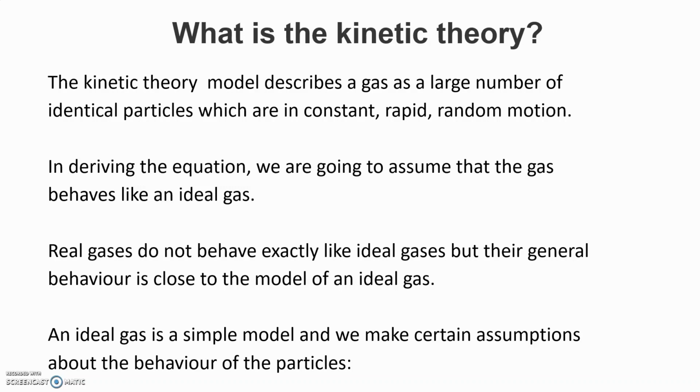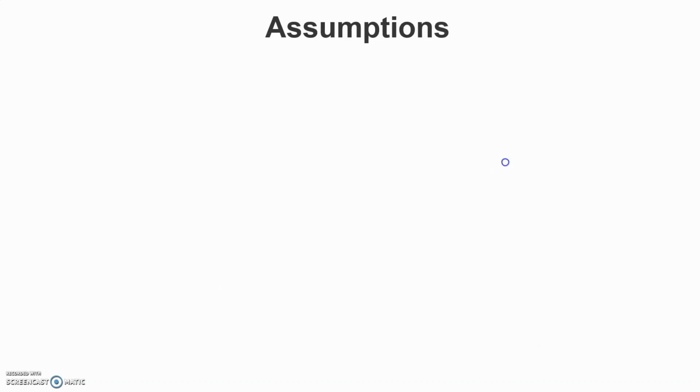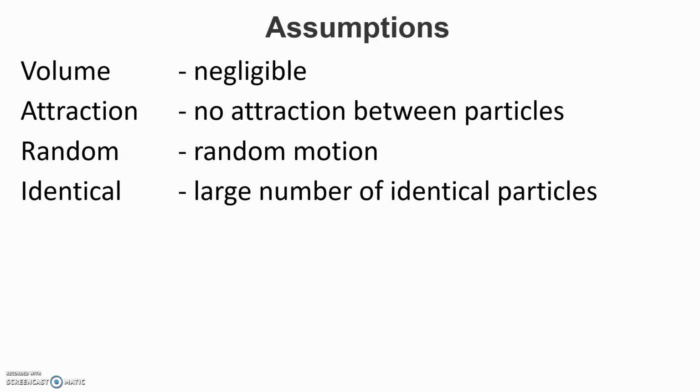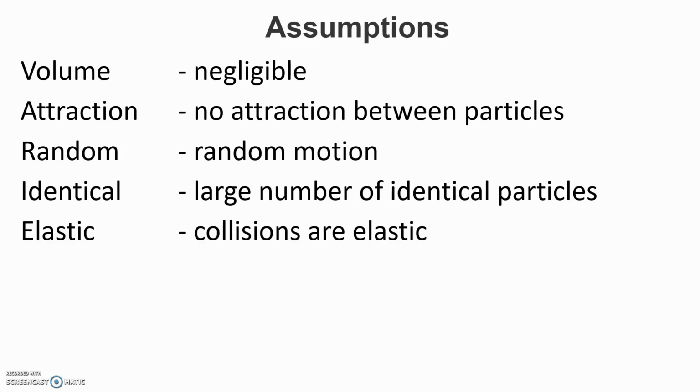So let's have a look at the assumptions. The first one is volume: we're going to assume that the volume of the particles is negligible in the derivation of the equation. The second assumption is attraction: there is no attraction between the particles, there are no intermolecular forces. The third assumption is random: the particles are moving with random motion, with random speeds and in random directions. The fourth one is that they are identical: we are considering a large number of identical particles.